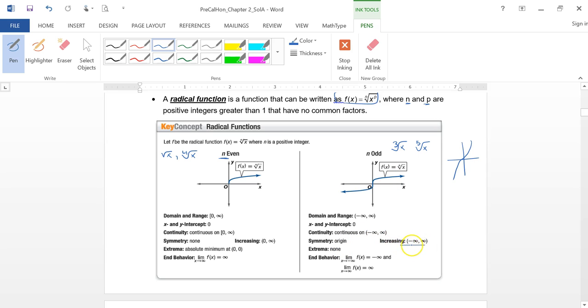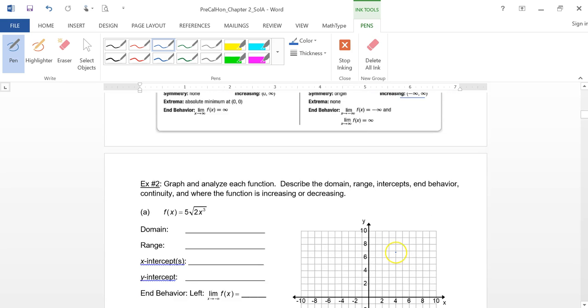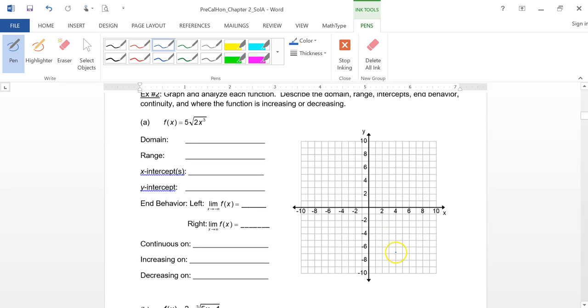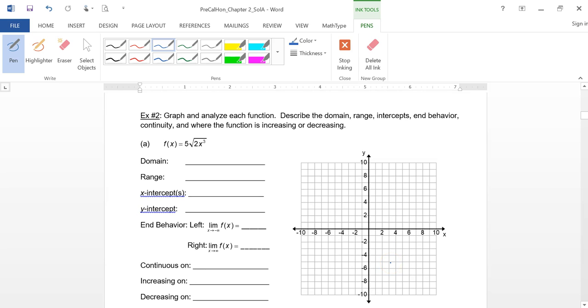So, let's graph this one, and we can use our calculators to do this. Are we going to have some cases on this test where we can use the calculator? Yes.